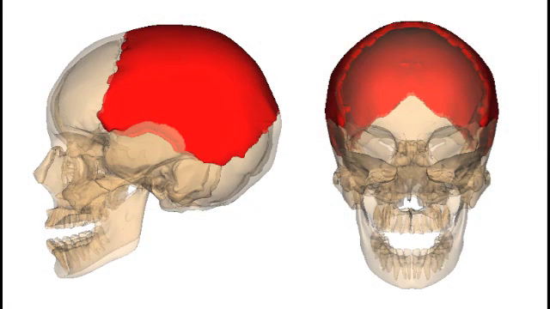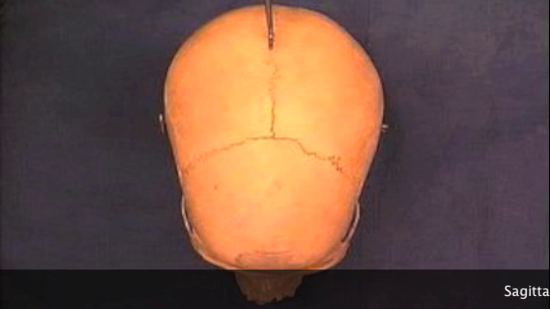The parietal bones are the bones on the top of the head. They're superior and lateral, so they're on the sides of the skull and bordered by all 4 sutures. The sagittal suture is superior on the top and it joins both parietal bones together.